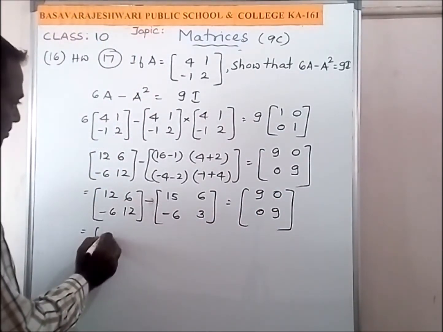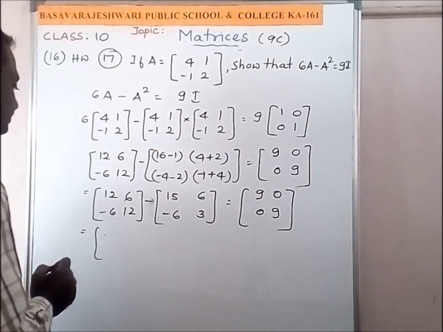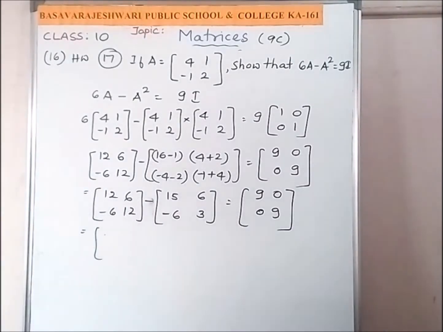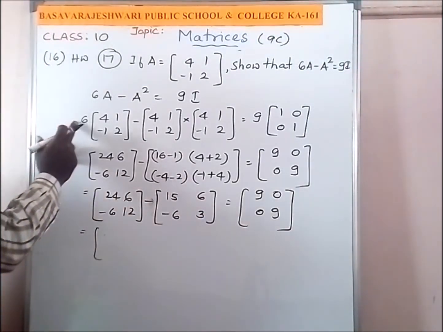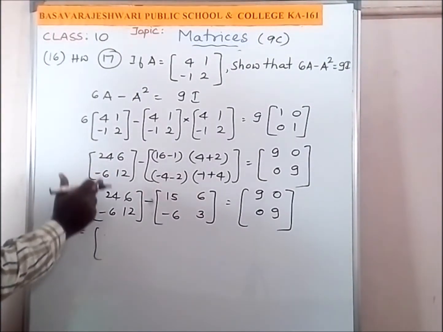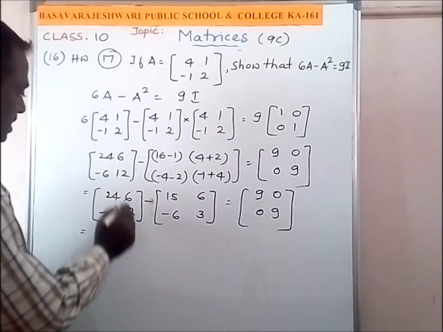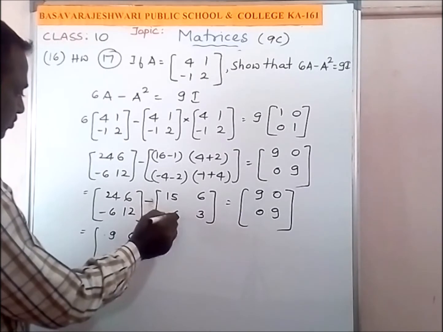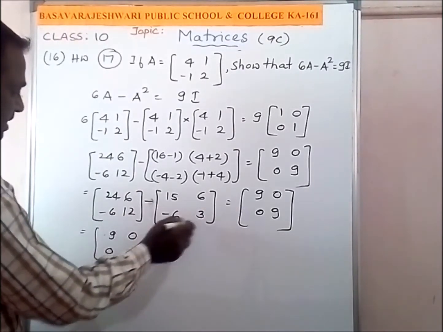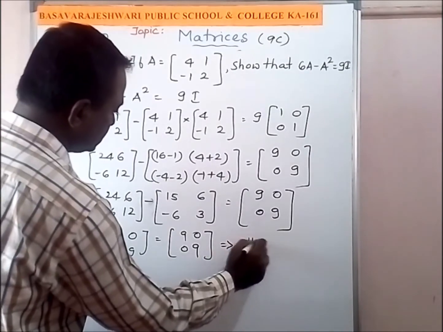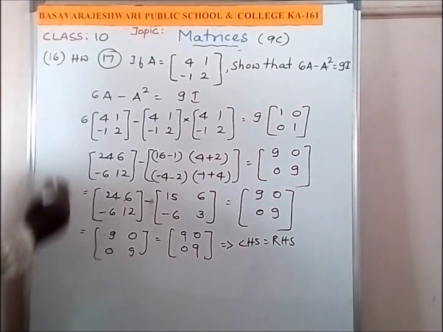So now 12 minus 15. You make corrections over there. 6 into 4, 24. Here also 24. 24 minus 15 is equal to 9. 6 minus 6 is equal to 0. Minus 6 plus 6, because minus of minus is plus 6. This is also 0. 12 minus 3 is 9. So that means LHS is equal to RHS. That we have proved. So note all this.